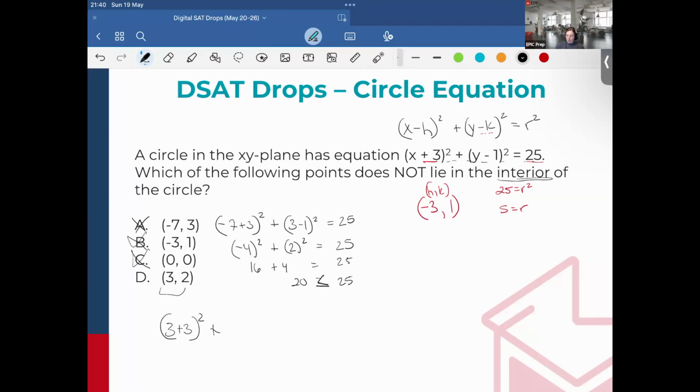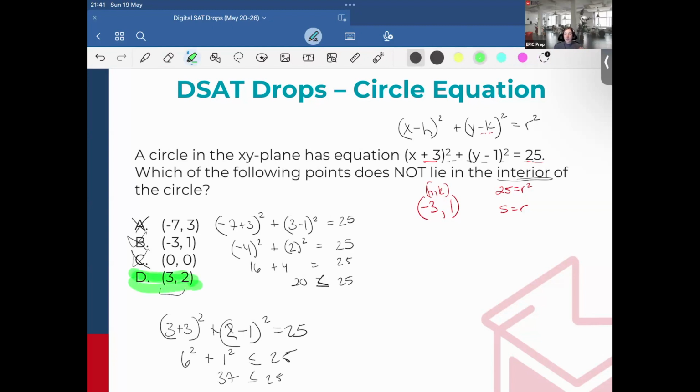But let me just show everything. This would be (3 + 3)², which is 6 squared, 36, plus (2 - 1)², which is 1 squared. Is that less than or equal to 25? No, it's not. 37, it's not. It's way out of bounds of the circle, and therefore it will not fall inside the circle.